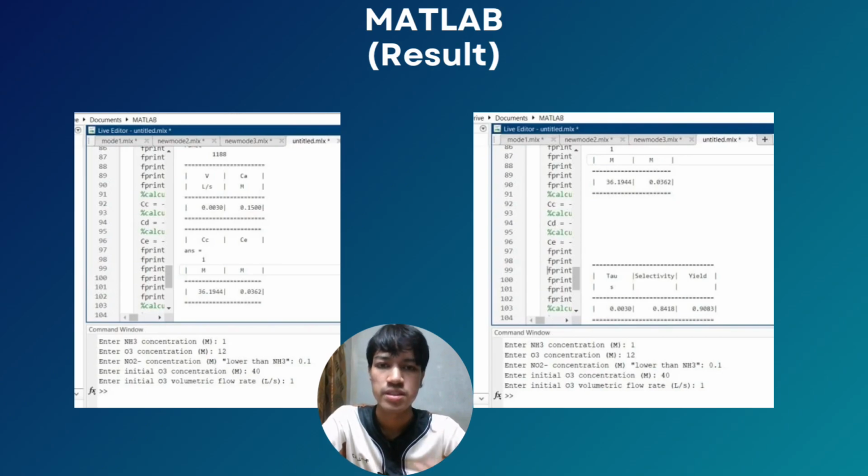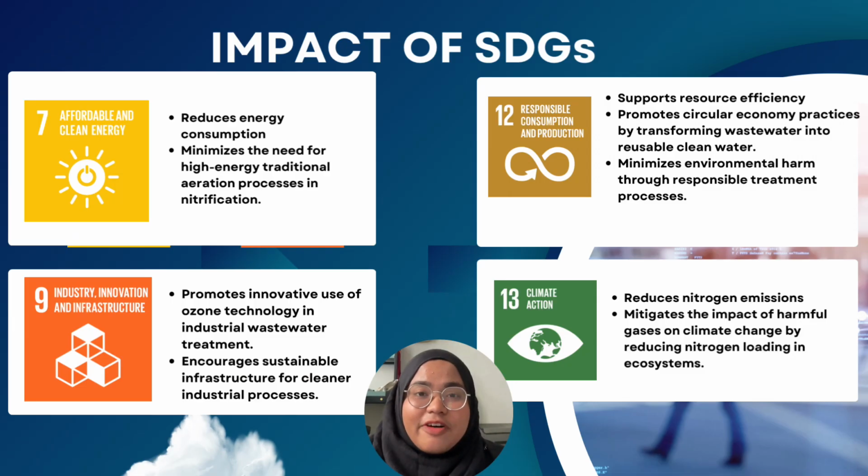and the selectivity. There are four impacts that we want to highlight in this project, which are SDG 7, 9, 12, and also 13. For SDG 7, which is affordable and clean energy, we will reduce energy consumption by improving reaction efficiency, and we also minimize the need for high-energy traditional reaction processes in electrification.